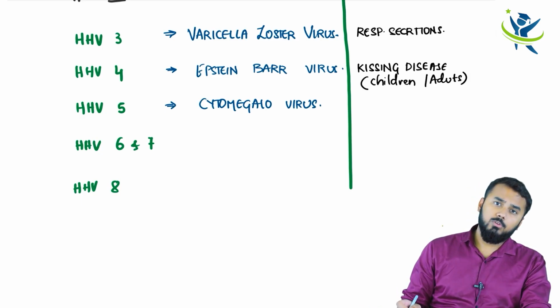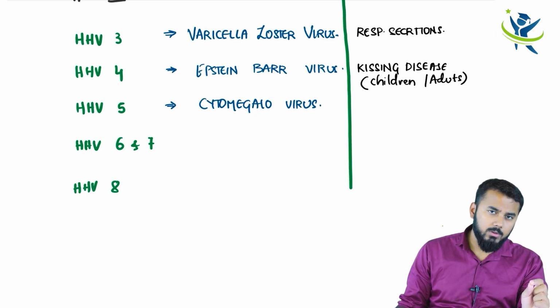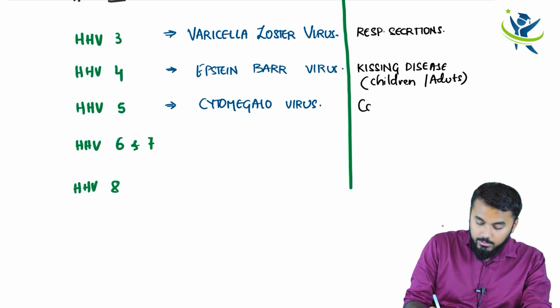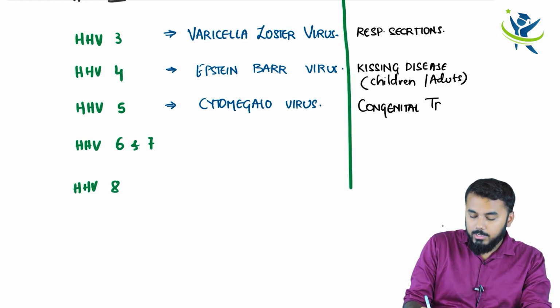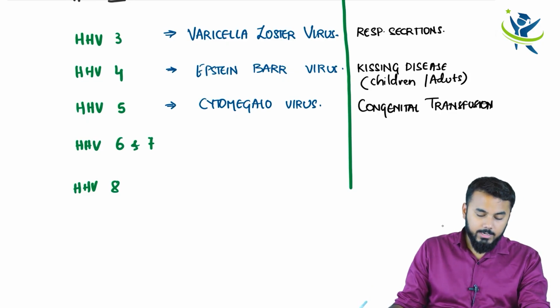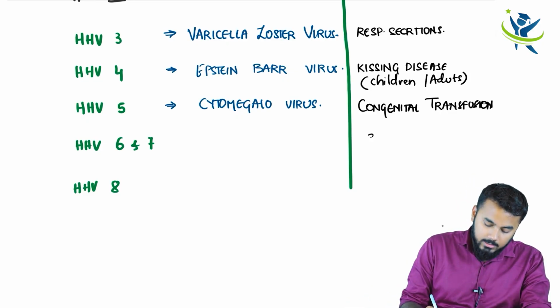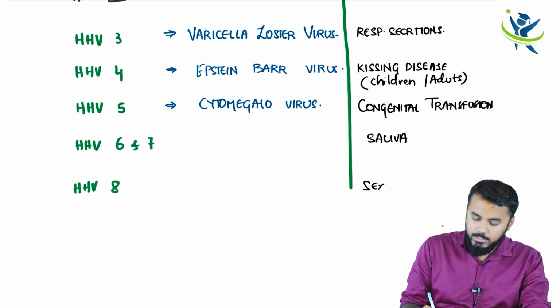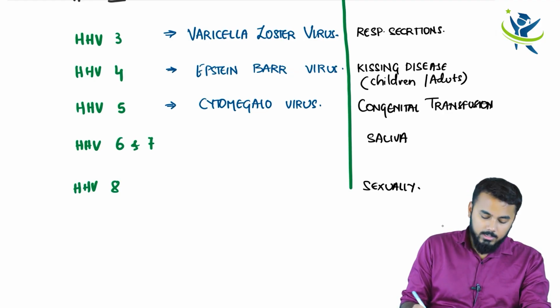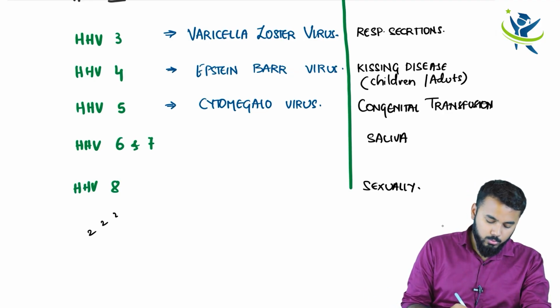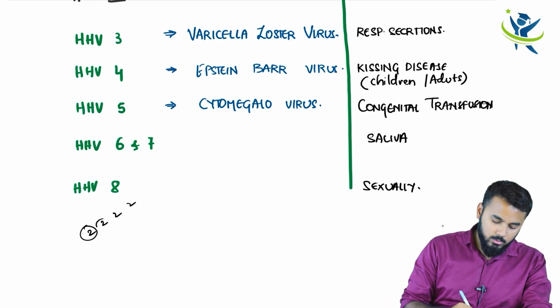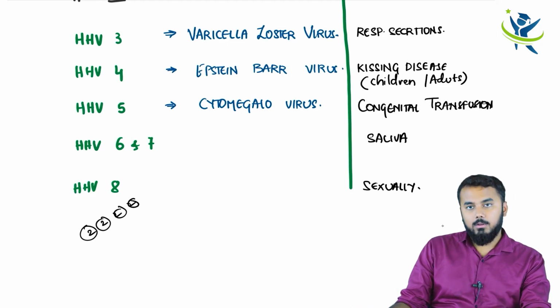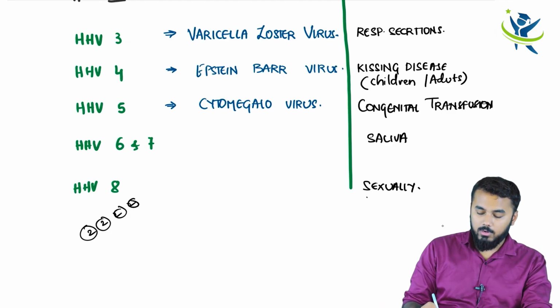So what is the route of transmission for human herpes virus 5, guys? The route of transmission would obviously be respiratory secretions, but the important thing would be congenital transmission and transfusion. And obviously this would be saliva, respiratory secretions, and 8 would always be sexual, because they come in pairs of 2, right? Two people come together and have sexual contact.